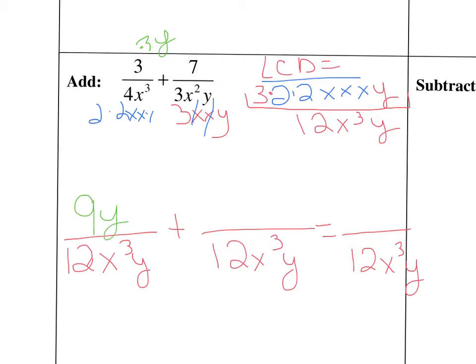We're going to do the same thing over here. To get from 3x squared y to 12x cubed y, well, the 3 has to get multiplied by 4. So this numerator is going to get multiplied by 4. The x squared, well, now I have x cubed, so I'm going to need to multiply by an extra x. And the y's match. So this numerator needs to get multiplied by 4x. So 7 times 4x is 28x. And now I can add these numerators. I will have 9y plus 28x.